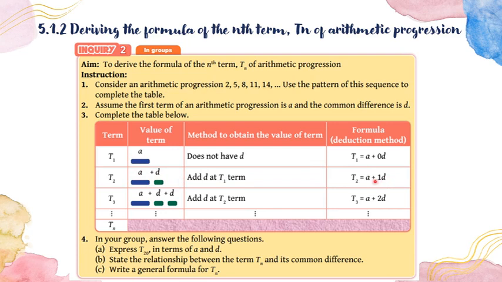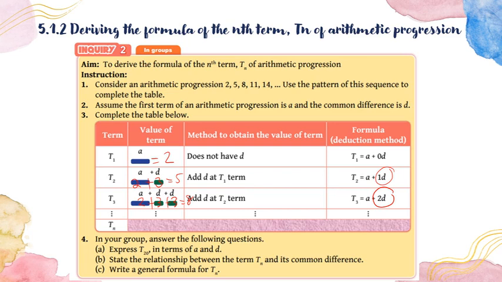The T3, which is 8. A is 2 and D is 3, right? So adding another 3 means D two times. So 2 plus 3 plus 3 is equal to 8. So we add 2D. For the second one, we only add 3 one time, so 2 plus 3, we get 5. This one we get 8. A is 2, and so on.